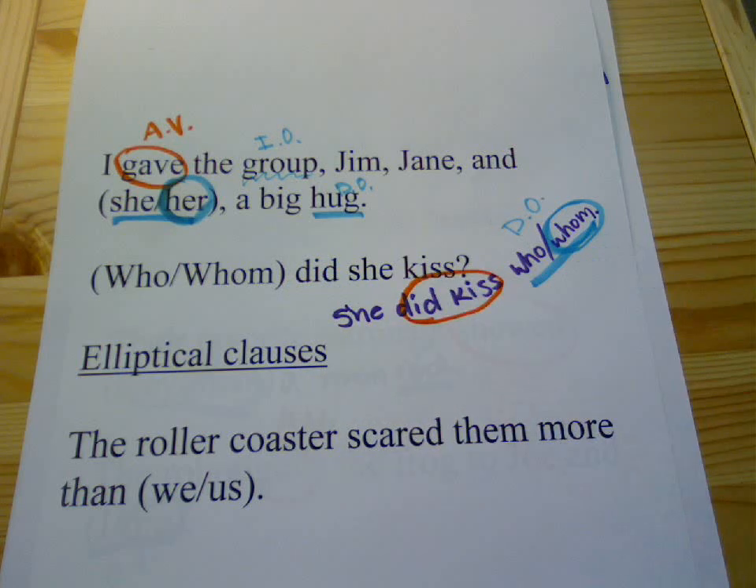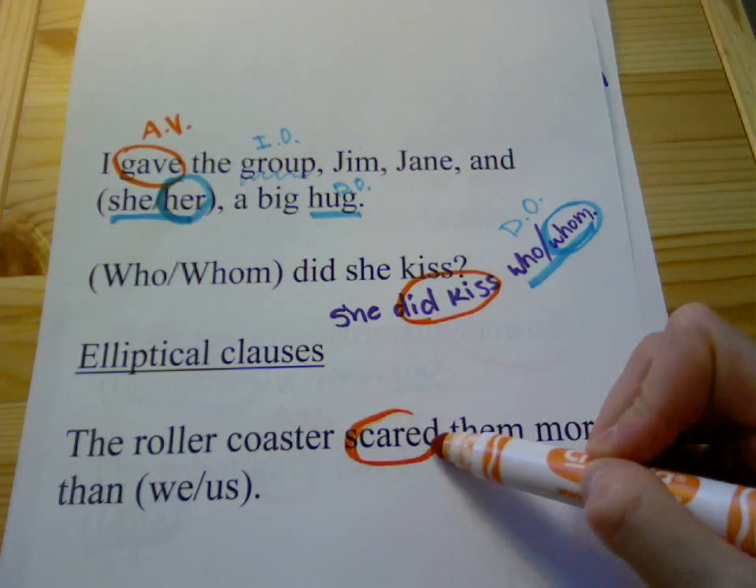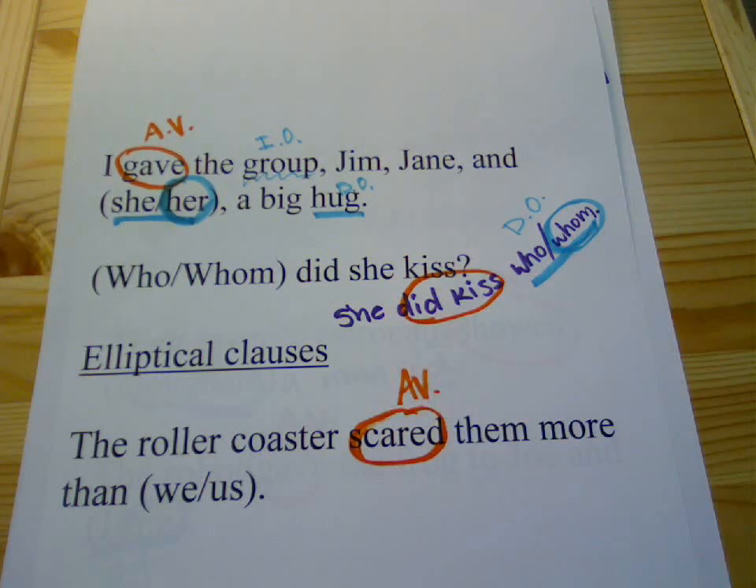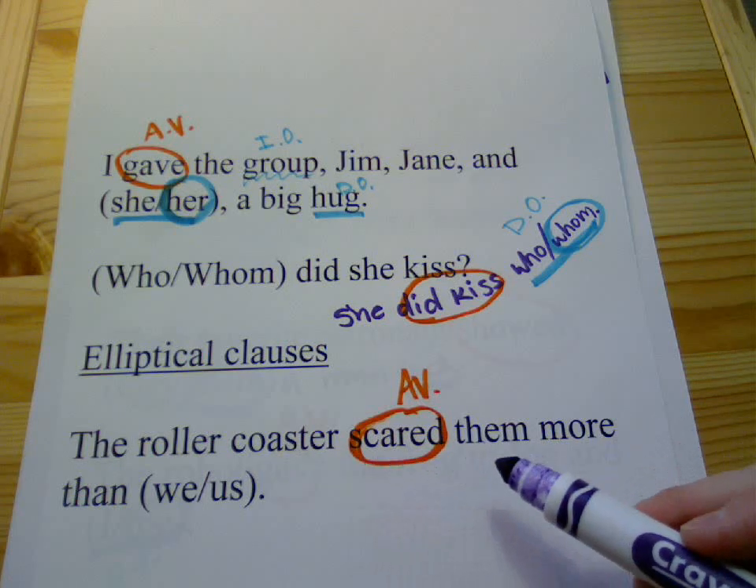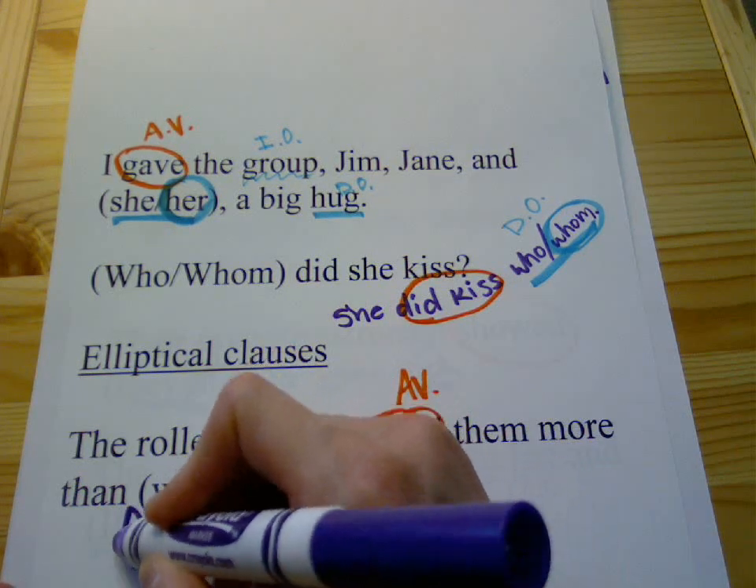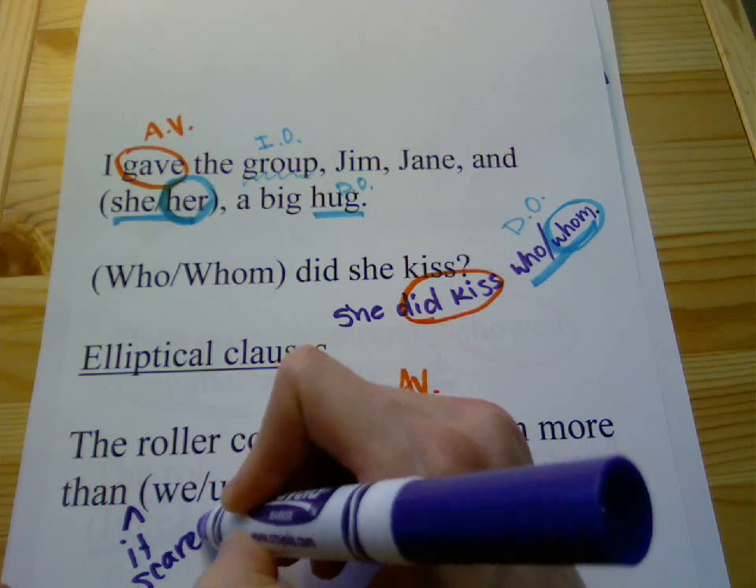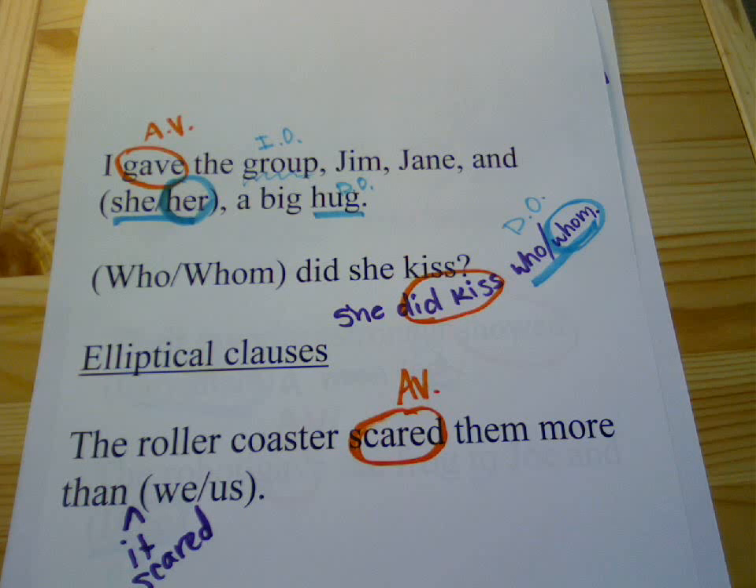Whom did she kiss? Now we have elliptical clauses for our objective case too. I explained elliptical clauses in the nominative and subjective case video. So here we have one for objective case. The roller coaster scared them more than us. Have our verb here. Okay, and we're missing some words here. Let's figure out where our missing words are. The roller coaster scared them more than it scared us. Okay, so let's look at that clause. We're only going to look at that. More than it scared us.